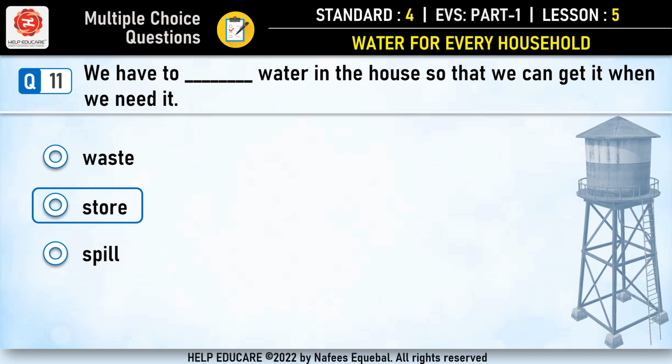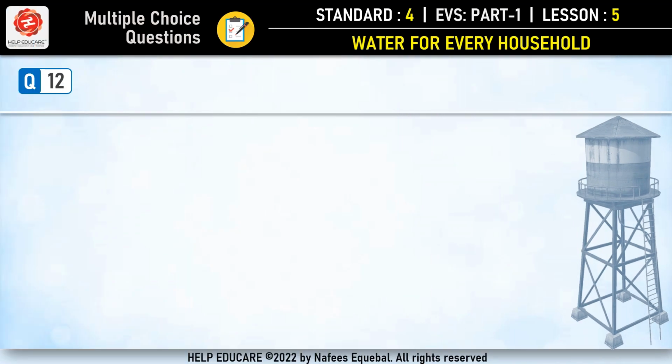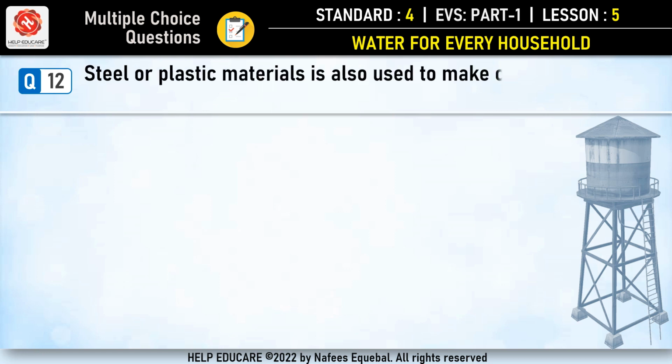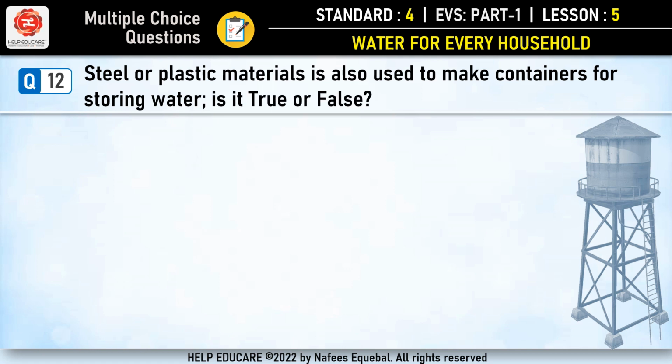Correct answer is store. Question number 12. Steel or plastic is also used to make containers for storing water. Is it true or false? First option, true. Second option, false.